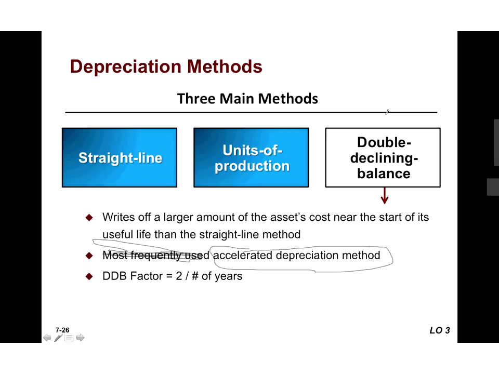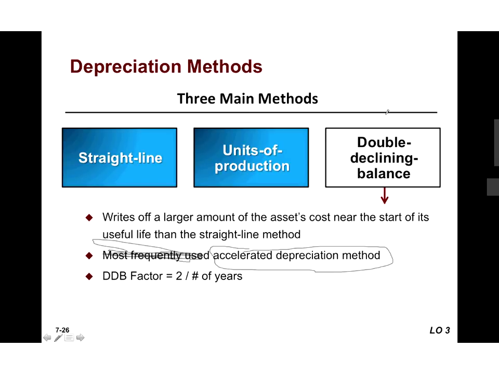There is a double declining balance factor that we use. This is the formula. I put it at the bottom: 2 divided by the number of years. It will always be 2. Every year I get people saying, why is it 2? This method is twice the straight line factor.